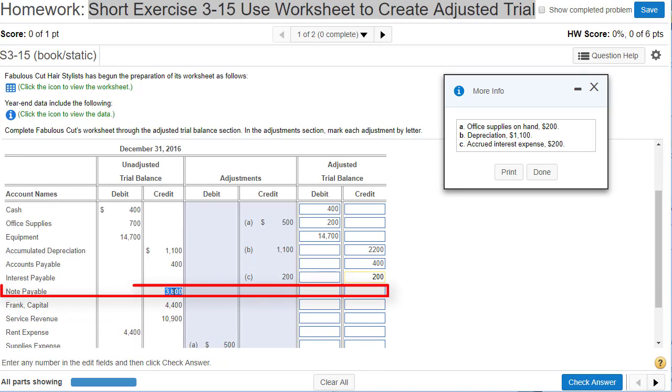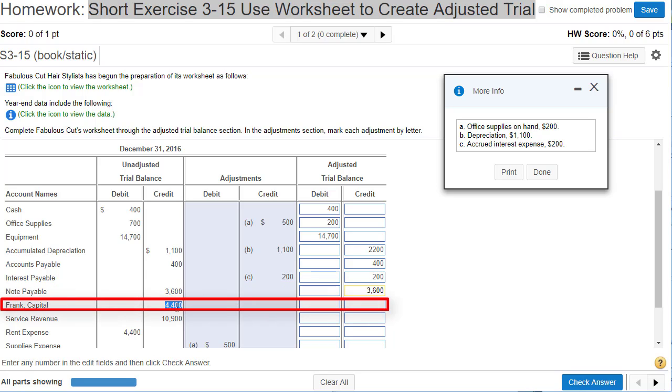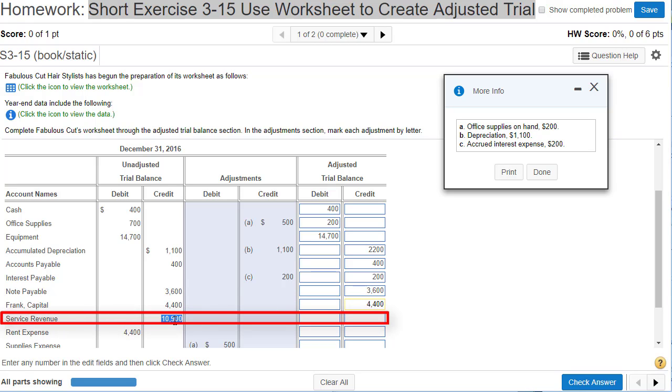Then we got notes payable as a credit. We did not adjust it, so I'm going to bring that over as a credit. We got $4,400 capital as a credit. Bring that over because it's not adjusted. We got service revenue of $10,900. It's not adjusted, so bring that over.